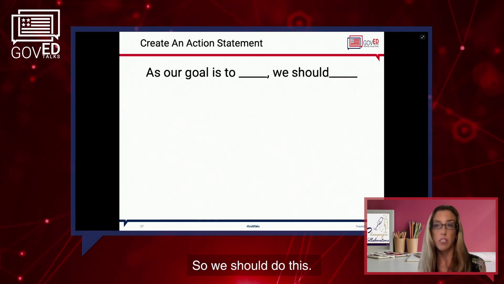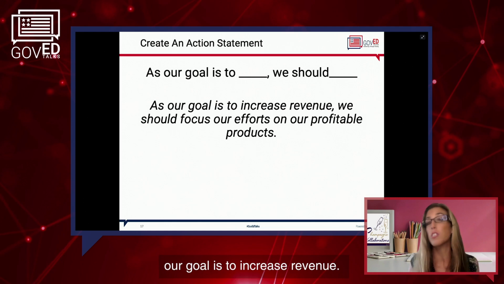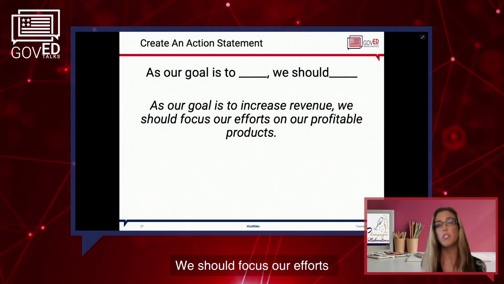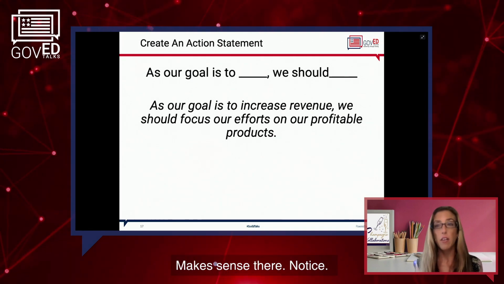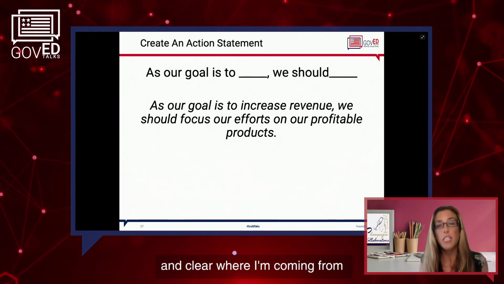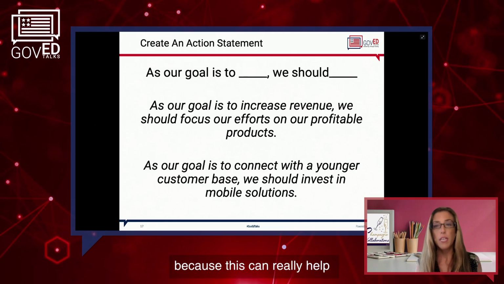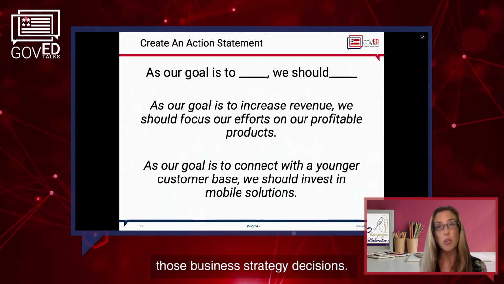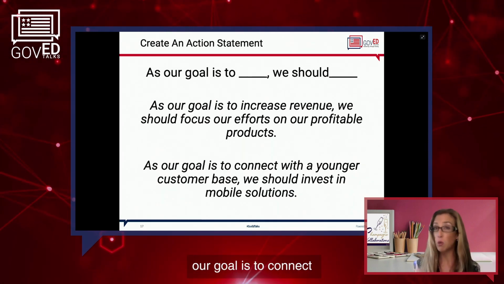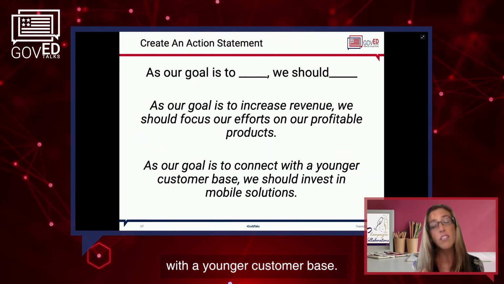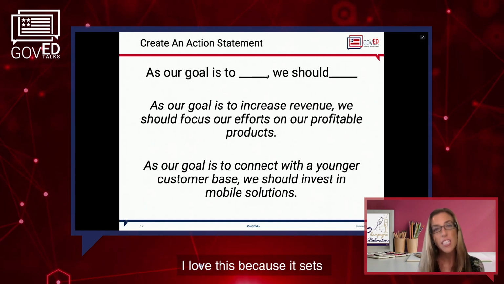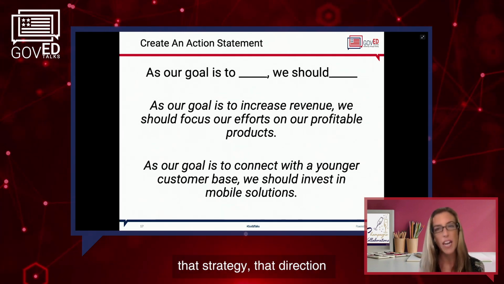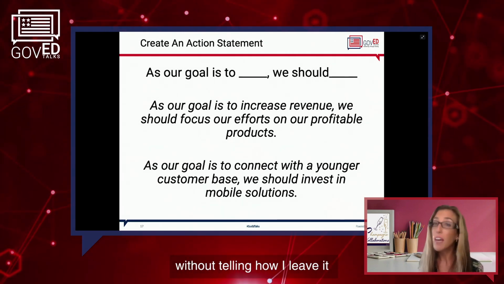So we should do this. And it's as simple as: our goal is to increase revenue, we should focus our efforts on profitable products. Pretty no-brainer, makes sense there. Notice, I'm giving a direction and I'm clear on where I'm coming from, because this can really help those business strategy decisions. When you say our goal is to connect with a younger customer base, we should invest in mobile solutions. I love this because it sets that strategy, that direction, without telling how.